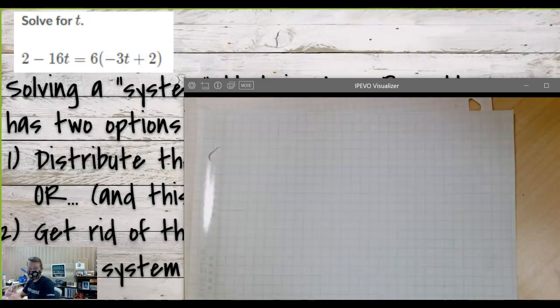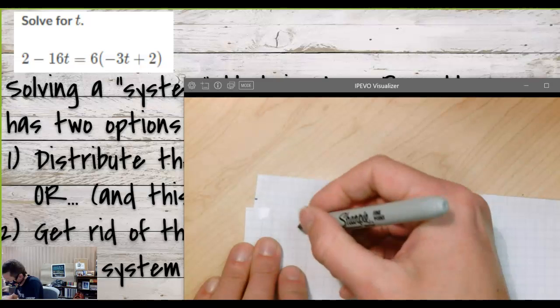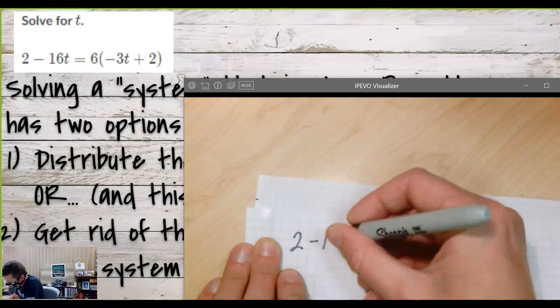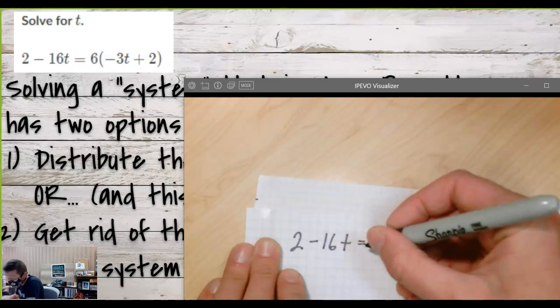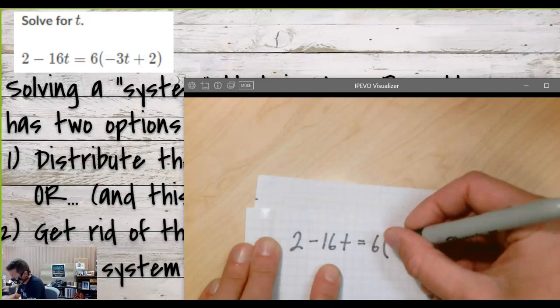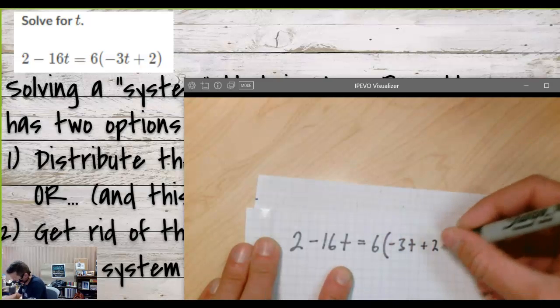I'm going to try to keep switching colors so when people are watching the video. So 2 minus 16t equals 6 times the quantity, is how we say that. 6 times the quantity, negative 3t plus 2.